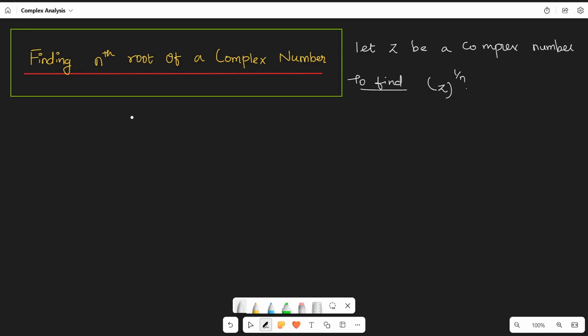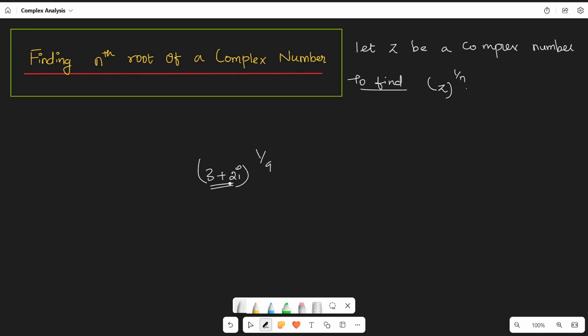For example, if you take 2 here, the second root of a complex number is root over z. And if I take 9 here, for any complex number, say 3 plus 2i, the whole power 1 by 9 is called the ninth root of the complex number.